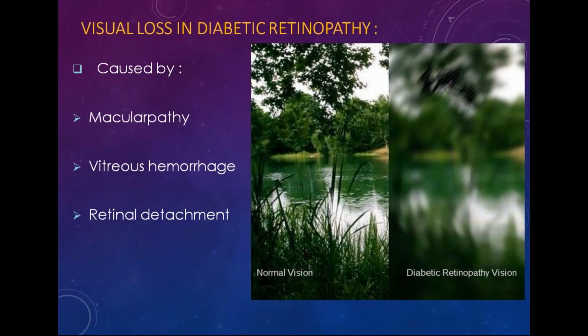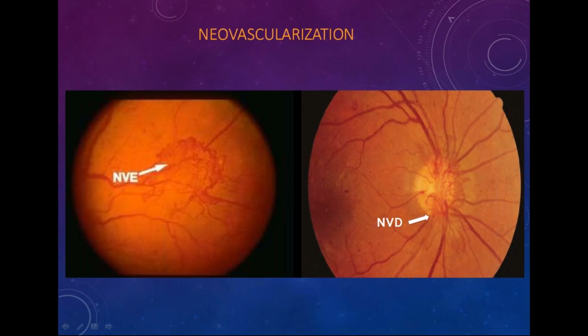This is a picture with normal vision, whereas this is a picture with diabetic retinopathy vision. This is how the picture appears to a patient with diabetic retinopathy. This is neovascularization elsewhere. This is neovascularization of the disc, NVD. Proliferative diabetic retinopathy is classified into NVD and NVE.